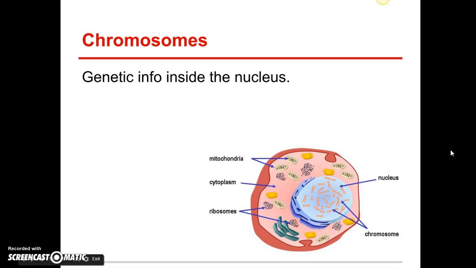Chromosomes, yay! So here we're getting into more detail into your genetic information. Inside your nucleus is your DNA, guys. It's all the genetic information that makes you. It's the blueprint for you.